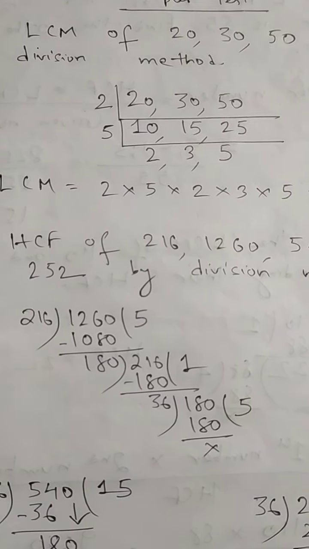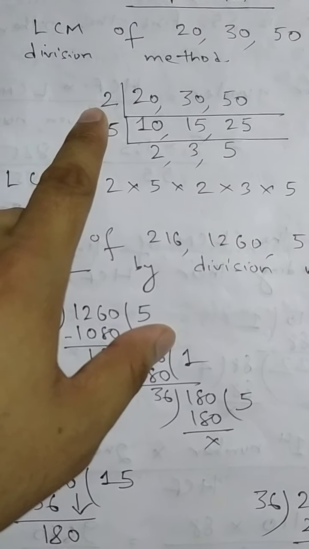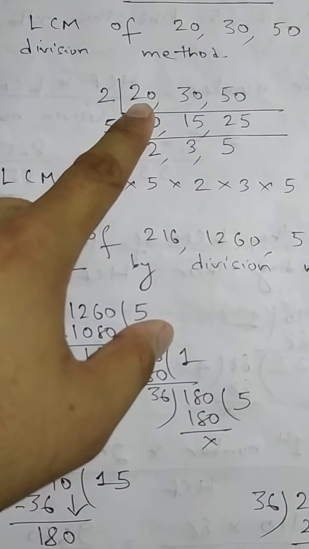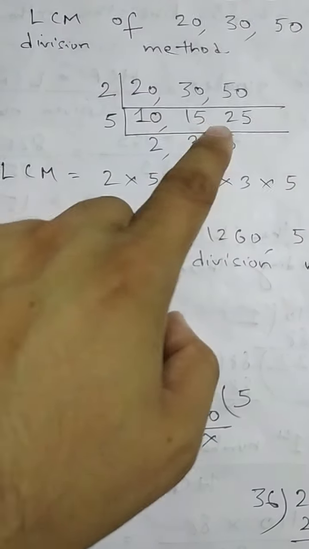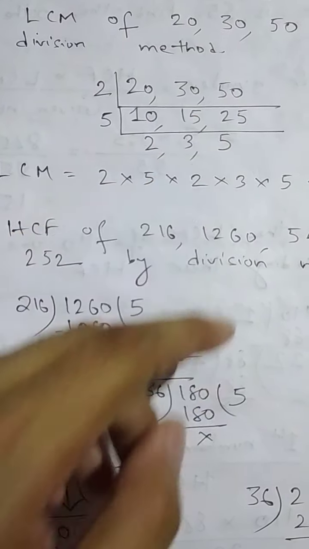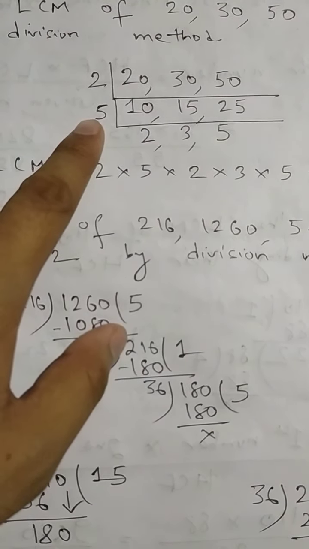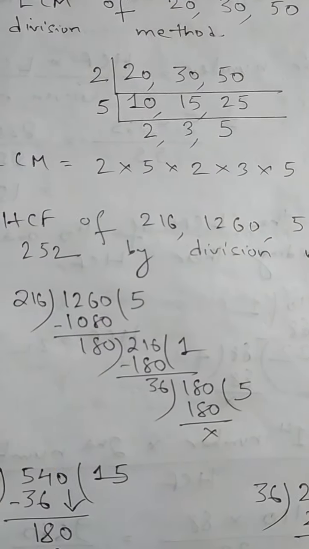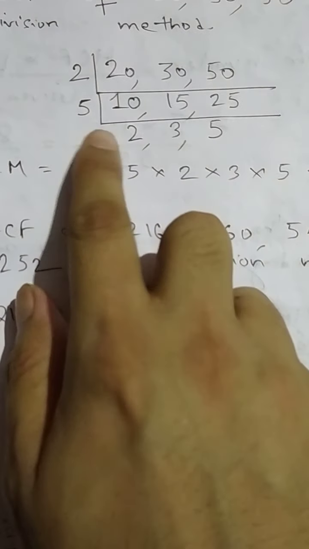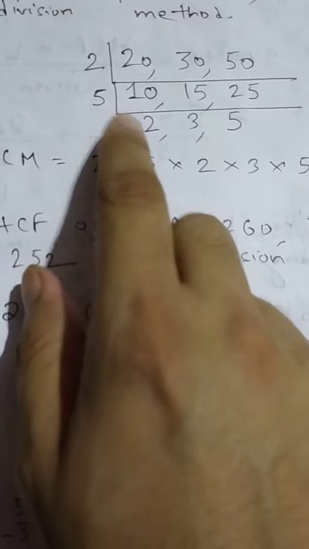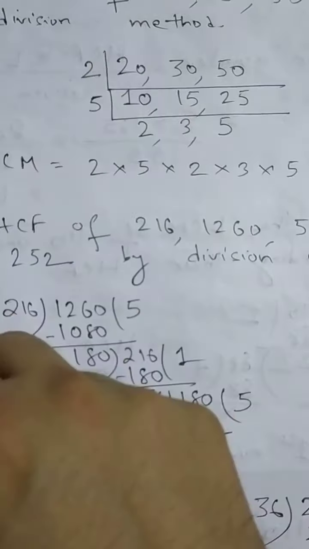So first we have written 20, 30, 50. First with 2: 2 tens are 20, 2 15s are 30 and 2 25s are 50. Now next with 5: 5 2s are 10, then 5 3s are 15 and 5 5s are 25. Now you can stop.